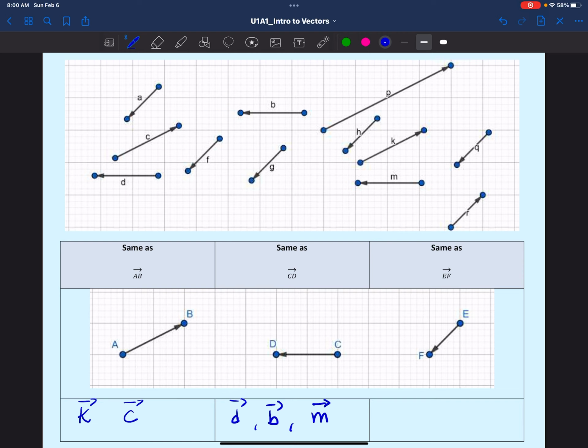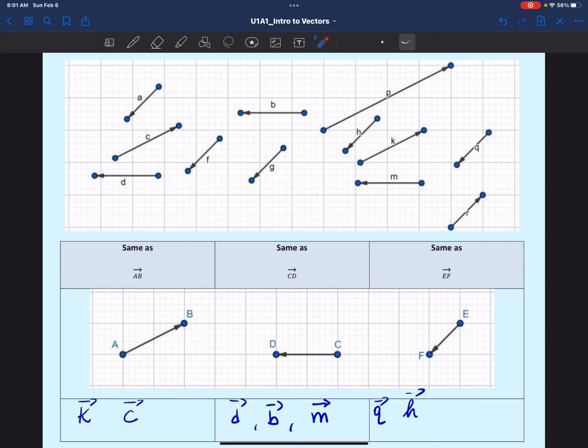Now last we have vector EF, which is pointing down diagonally. So 1 to the left, 1 down. This one is 1 to the right, 1 up. That doesn't work. And this one is going down. It seems that we're going 1 down and 1 to the left. So it seems that vector Q would fit there perfectly. This one, no, but we have vector H.